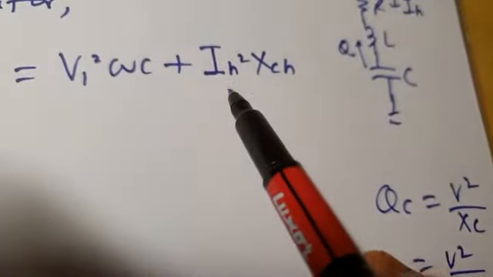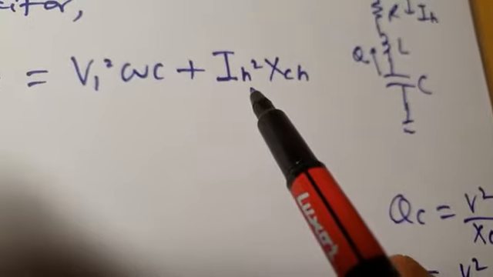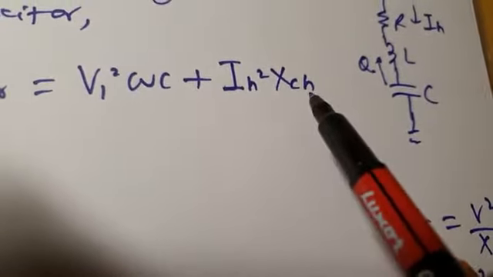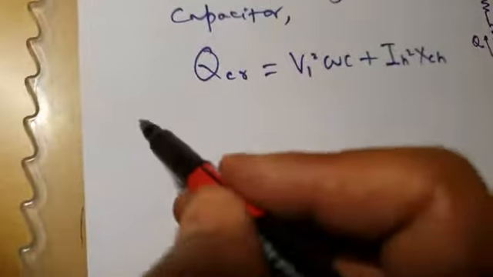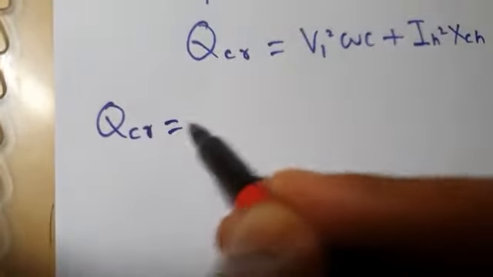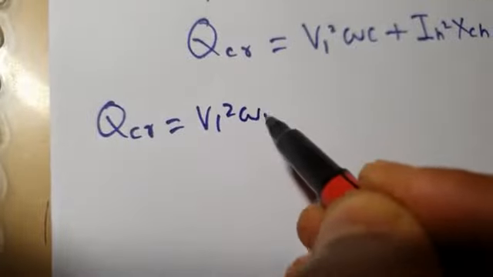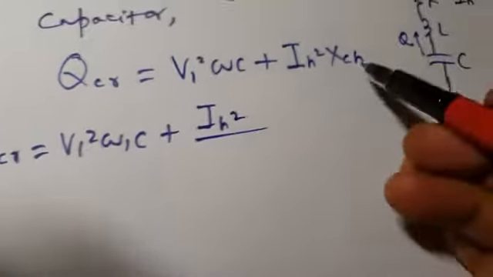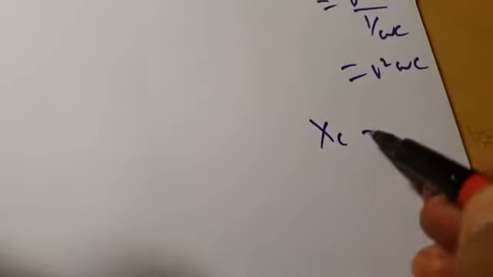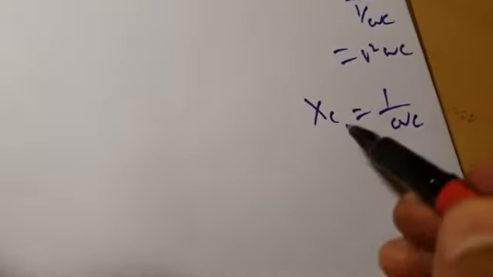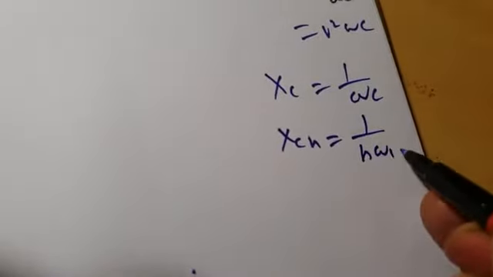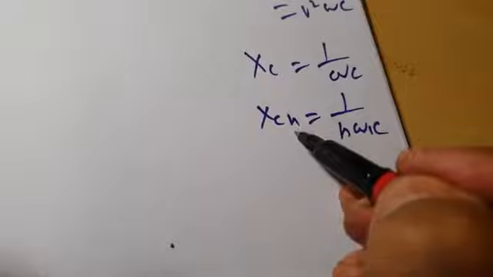Corresponding to that harmonic component of current, how much reactive power is it generating? I square into XCH, IH square into XCH. So that is given by QCR is equal to V1 square omega 1C plus IH square XCH. What is XCH? You already know that XC is 1 by omega C. So XCH is equal to 1 by H omega 1C, because H means harmonic component, so you have to divide by H.